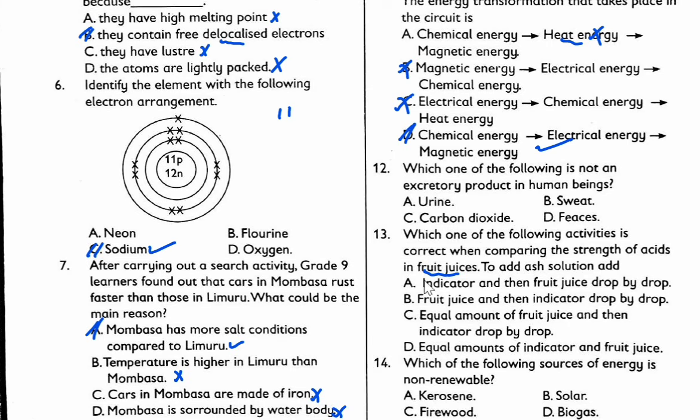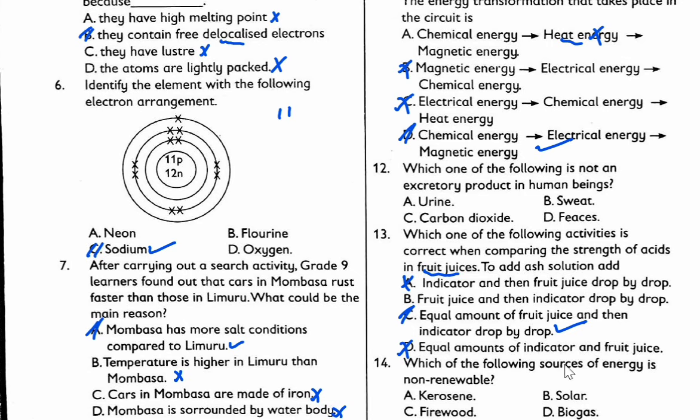For A, indicator and then fruit juice drop by drop, don't start with the indicator. You always start with the substance, and therefore A is wrong. Also D, equal amounts of indicator and fruit juice, is not true. So we remain with B and C. Remember, you're comparing strength of acids in fruit juices, and therefore we need equal amount of fruit juice and then indicator drop by drop, and therefore that is the correct answer.